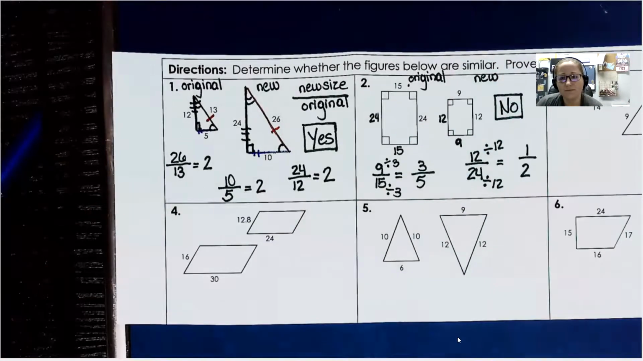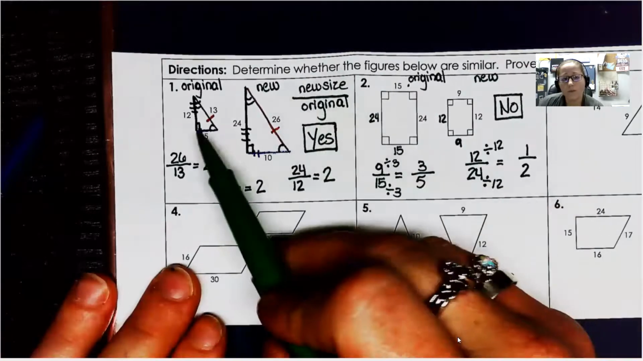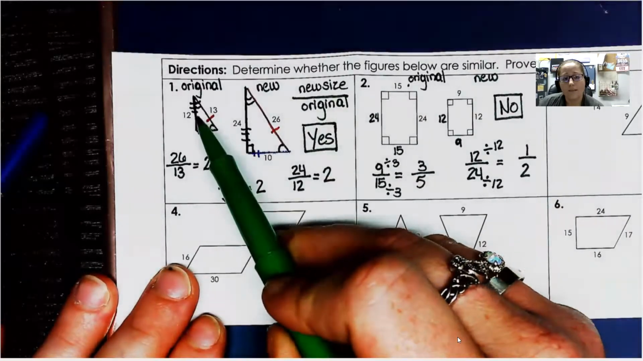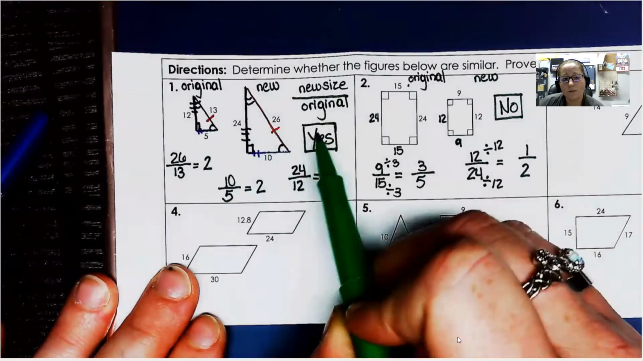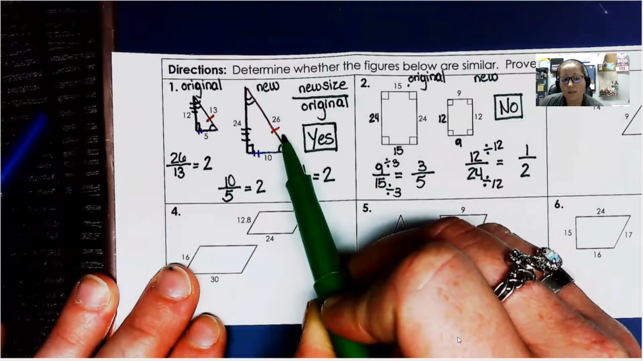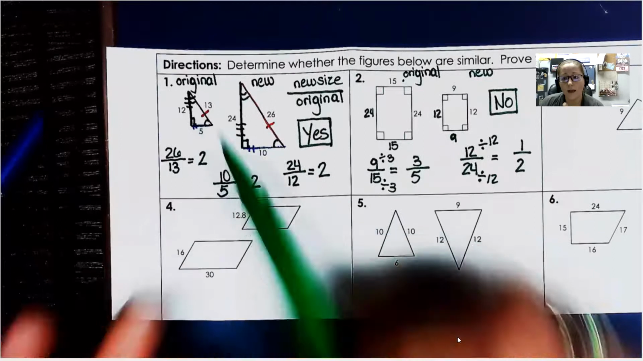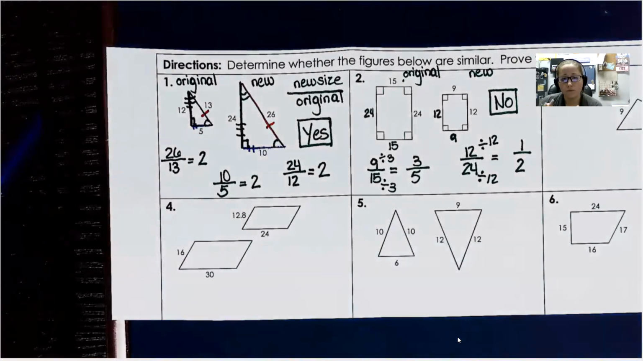Okay. You'll do the same thing with the IXL questions. You'll just check those side lengths. As long as you make sure that, like for instance, we had these numbers from the new, or the image, we put these in the numerator and these numbers in the denominator. As long as you do that, you'll get the same scale factor for all of them.